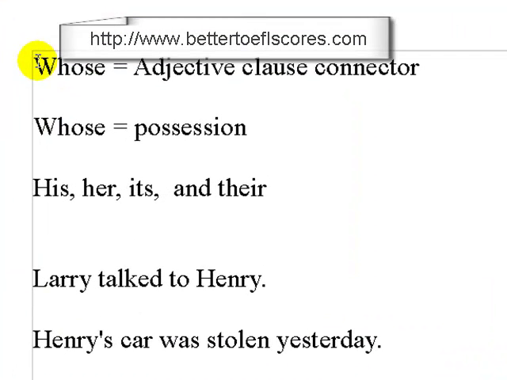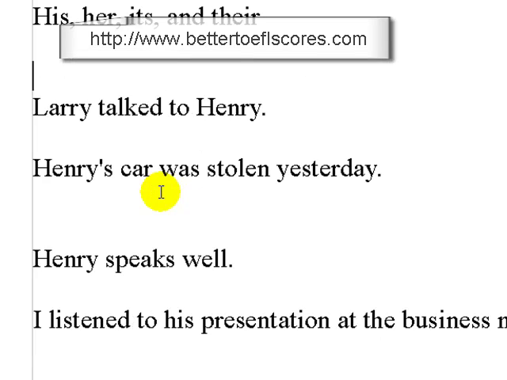Whose is an adjective clause connector. There are other types of adjective clause connectors, words like which, that, and whom. Now, whose means possession, and other possessive words are his, her, its, and their. It's important to understand that sometimes when you're combining sentences and you want one sentence to become the adjective clause, in some situations you do need to use whose. Let's take a look at some examples.